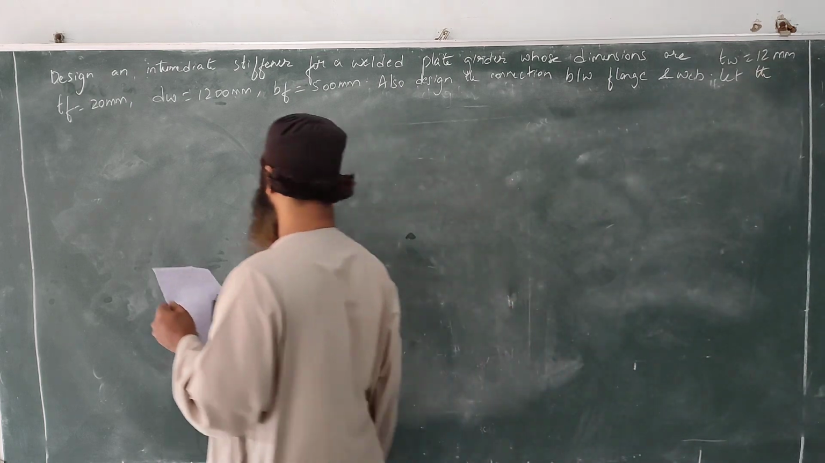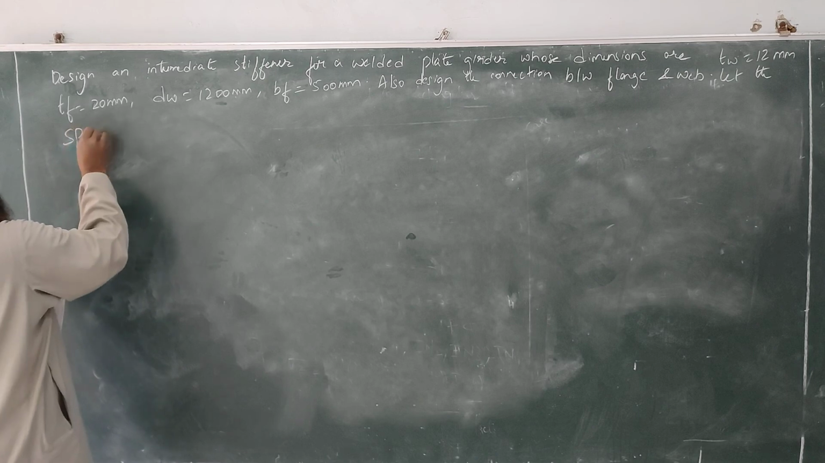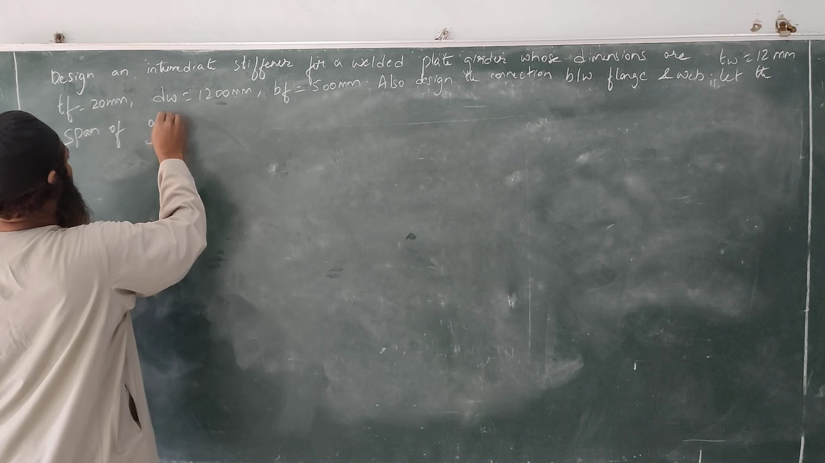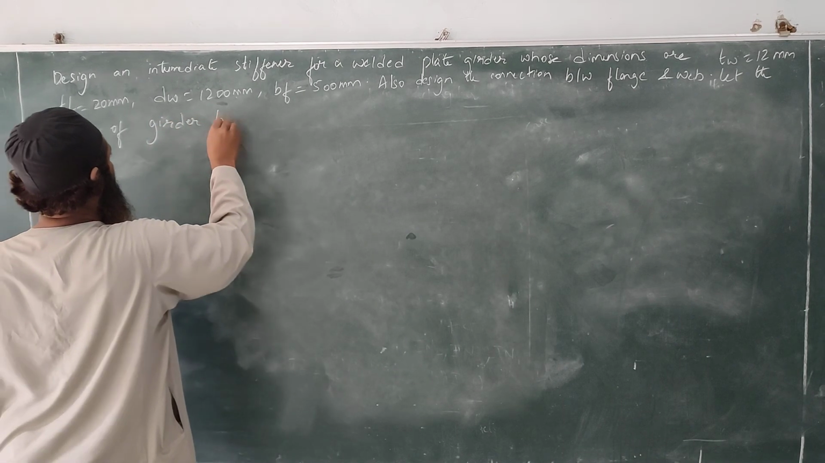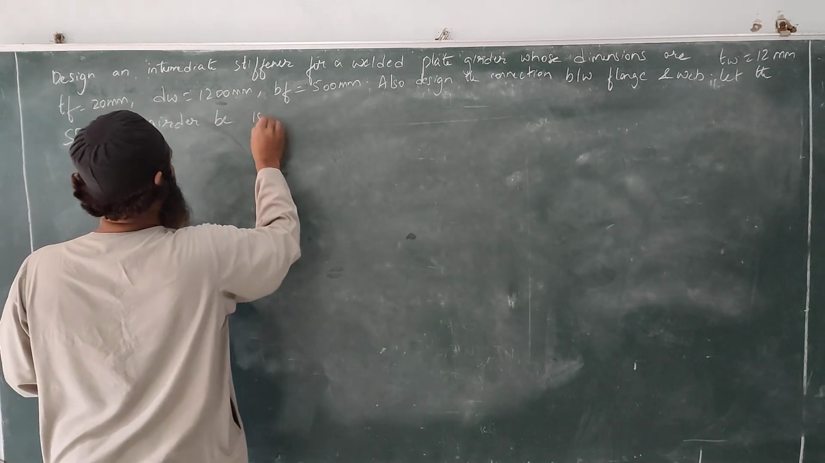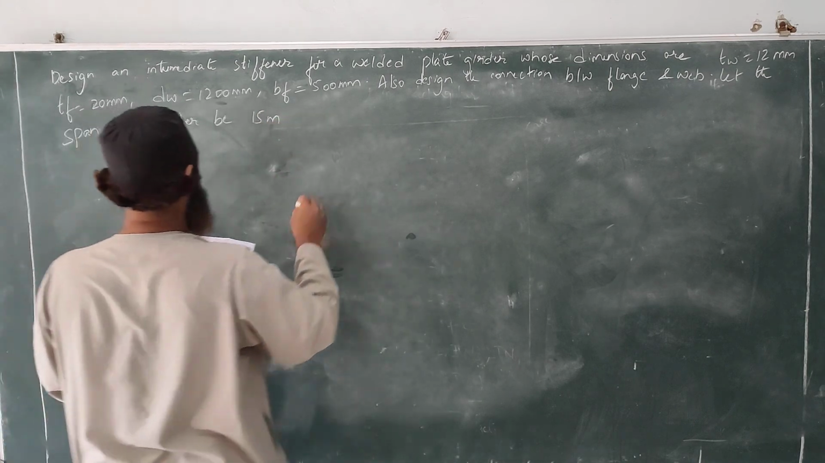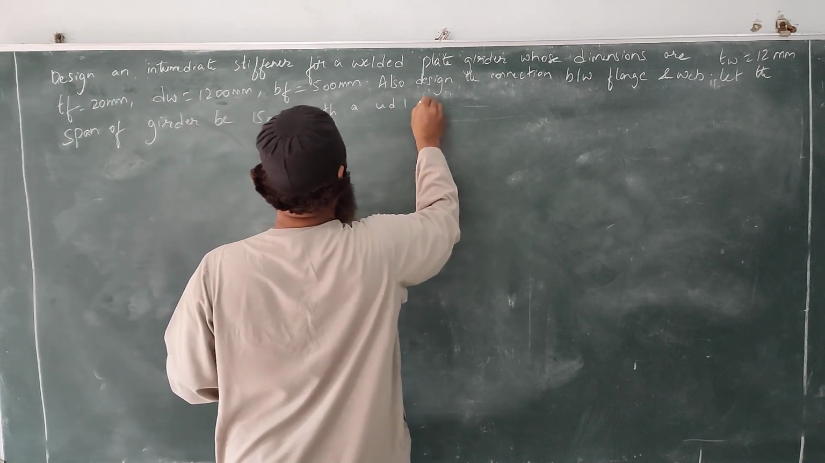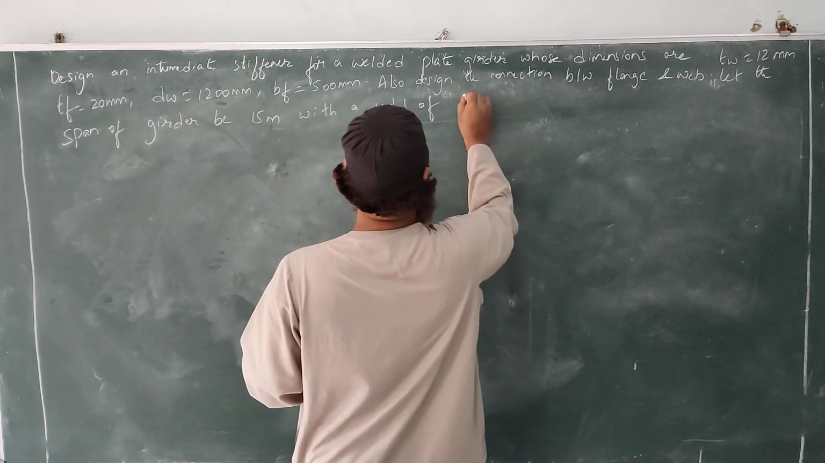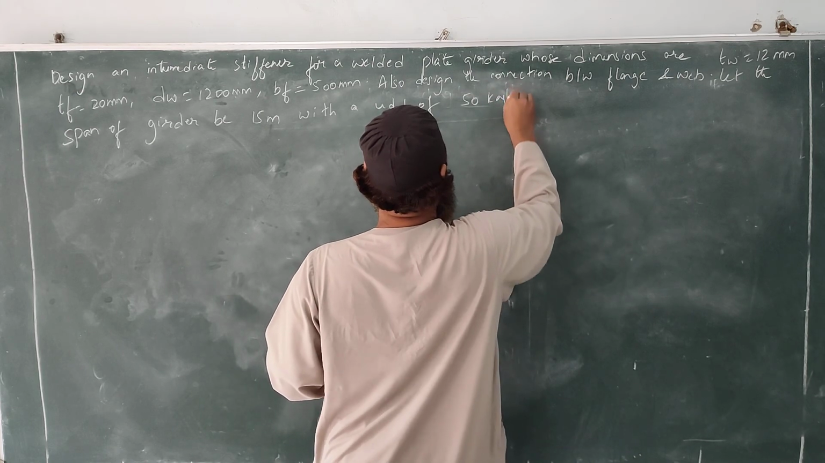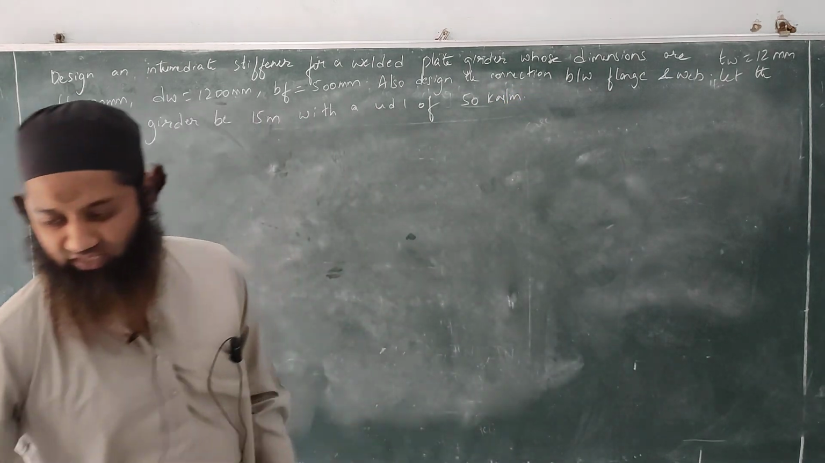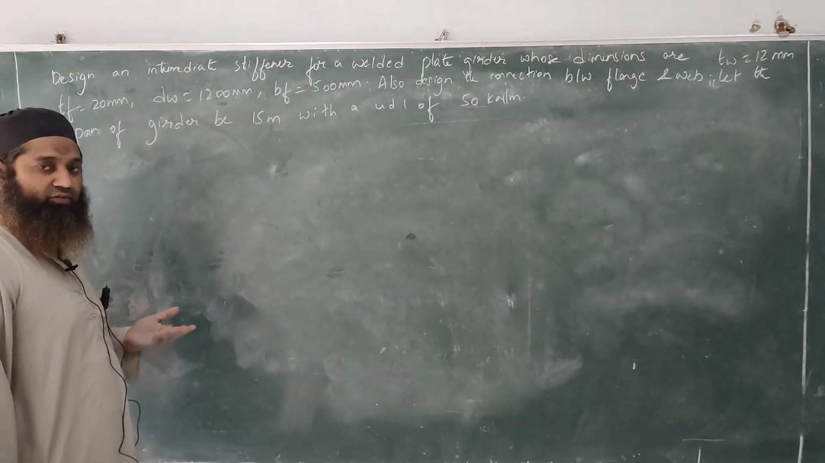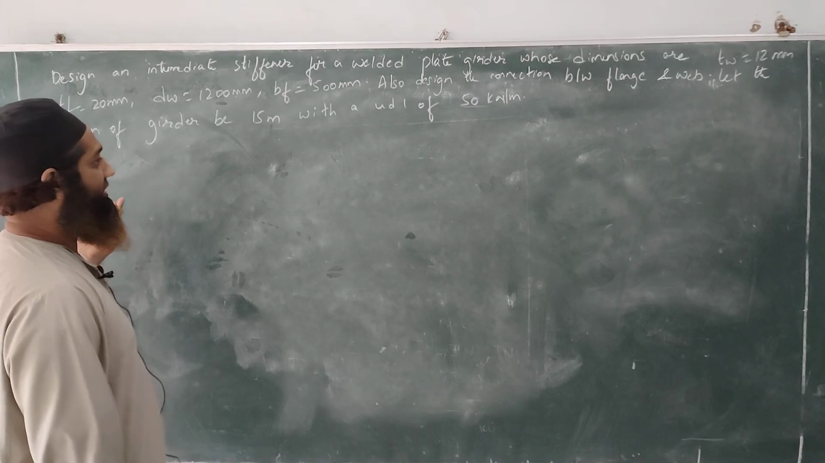Let the span of the girder be 15 meters with a UDL of 50 kilonewton per meter. You can just see this question here. Please try to understand the question first. If we understand this, then it will be very clear for us.